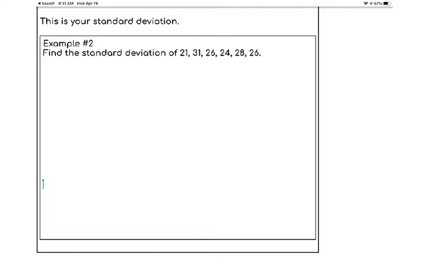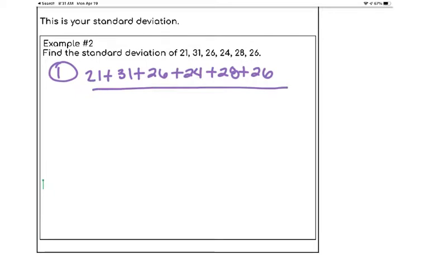So I want you to pause here, and I want you to try and complete this example. Okay, so the first thing we need to do is to find the mean. So we're going to add up all of our data and divide it by however many you have. Once you do this, you should have gotten 26 as your mean. Okay?